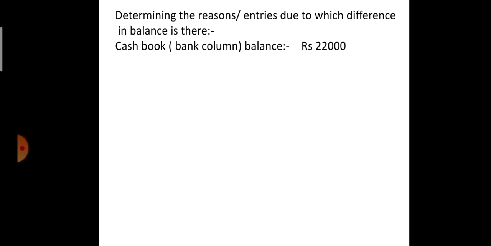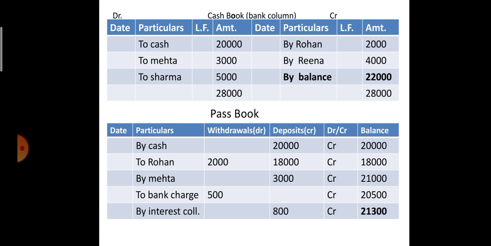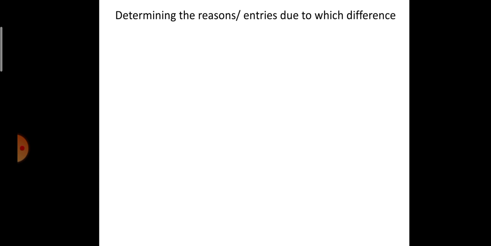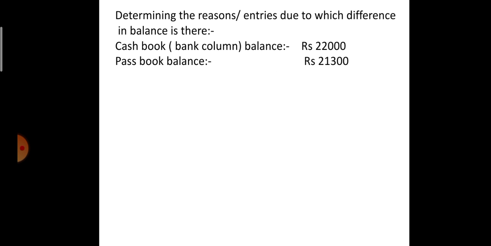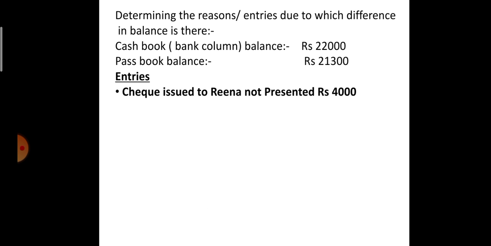Now see, the cash book balance was 22,000 and the passbook balance is 21,300 rupees. Now what are the reasons? Check issued to Rina not presented, 4,000, was one transaction which was in the cash book but not in the passbook. That will lead to a difference in the balances.